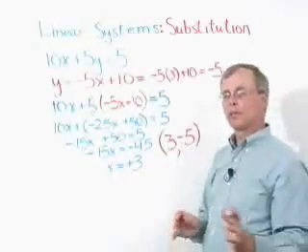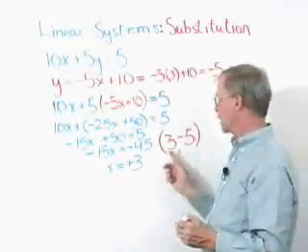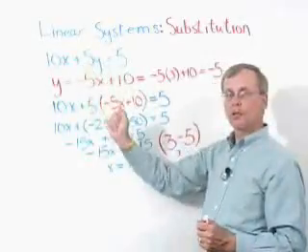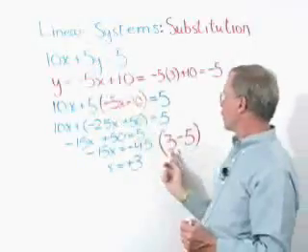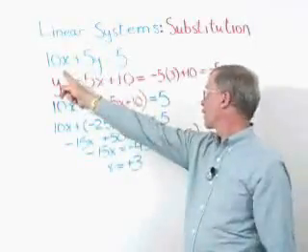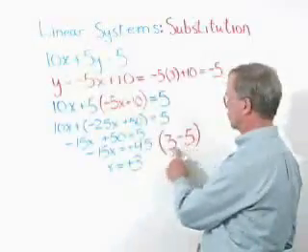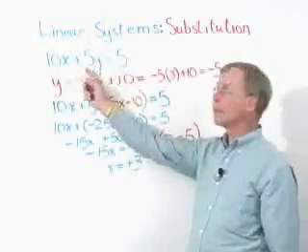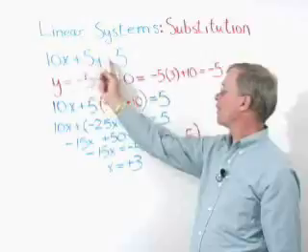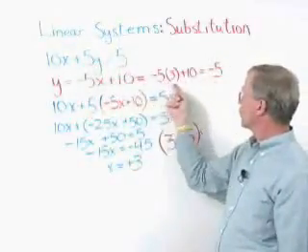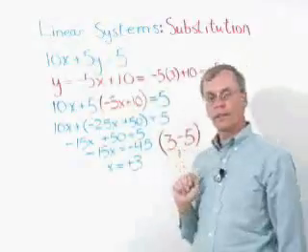Whenever you're doing this, you also want to go back and check this point to make sure it makes both equations true. So we would go back in this one and we'd say 30 minus 25. Plugging those numbers in, we'd get 30 minus 25 equals 5, so that checks. And this one also checks because that's how we got our answer in the first place.